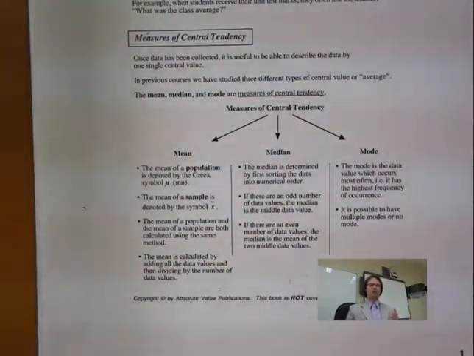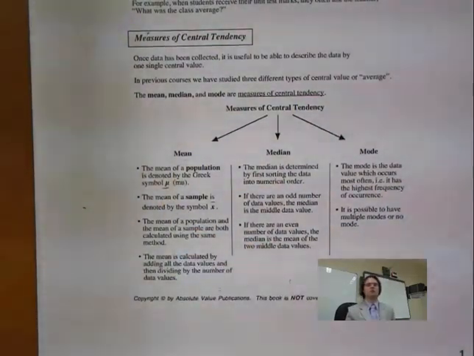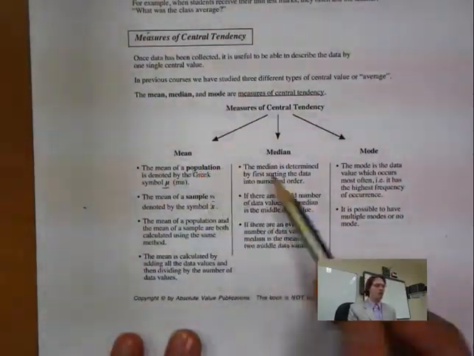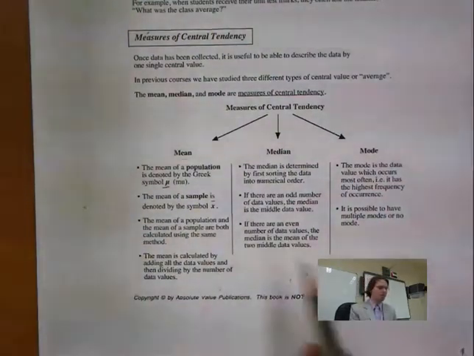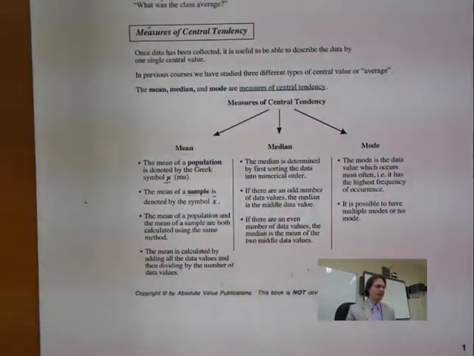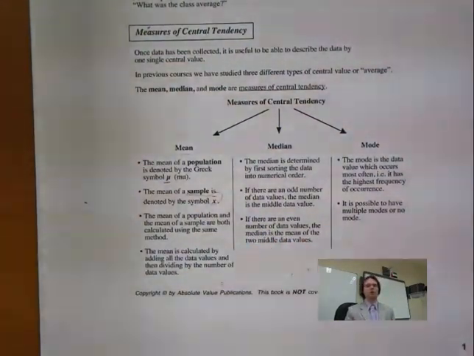Now, there are two types of mean we look at. They're calculated the exact same way, but they have different notations. When we use this mu, the Greek letter mu, we're only looking at population. So to find the mean of a population, you add them all up and divide by how many there are. Now, if we're looking at the mean of a sample, we're going to use this x with a bar on top.